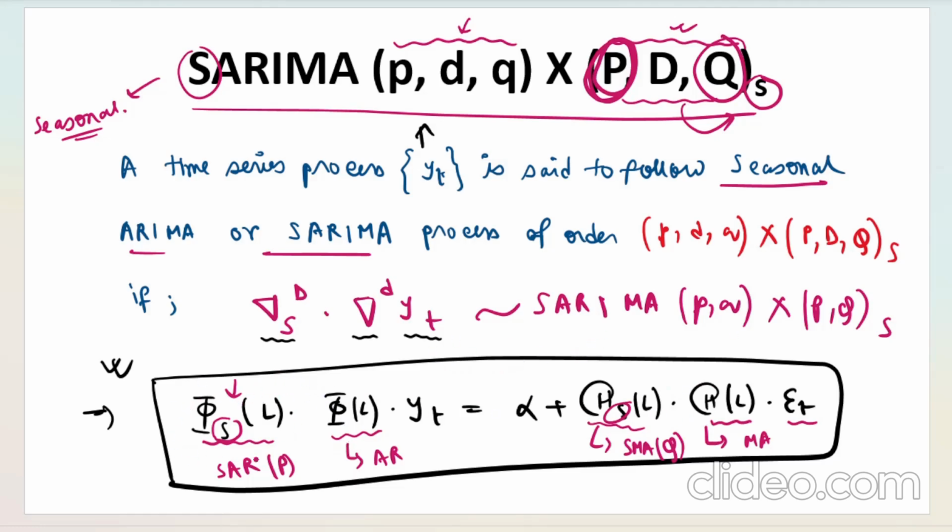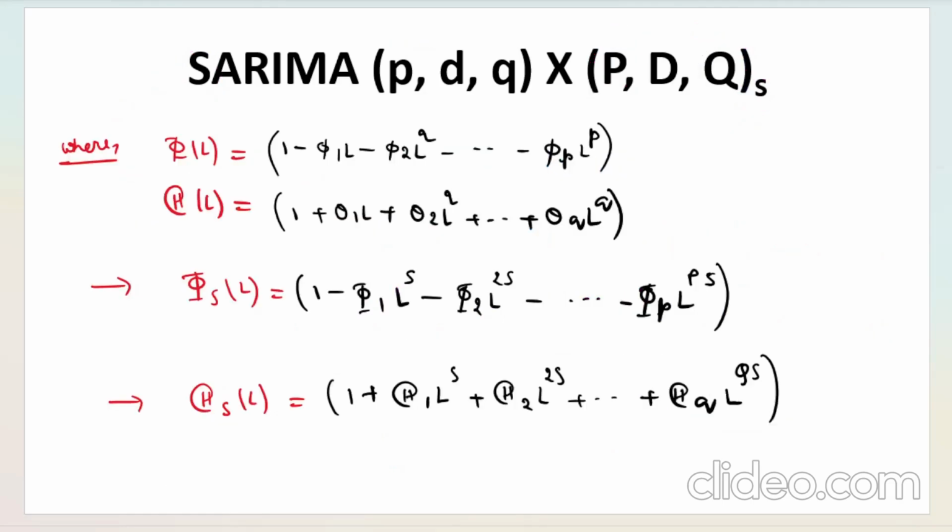So capital phi is associated with AR, but since the suffix says this is a seasonal AR process whose parameter is capital P, which comes from here, and here you have theta L, theta S L, where the suffix S is associated with the parameter value Q. Now in order to give you clarity, I have written the forms of these characteristic polynomials. Characteristic polynomial of AR, this we already know: 1 minus phi 1 L minus phi 2 L square up to minus phi P L to the power P. This is the characteristic polynomial of MA: 1 plus theta 1 L plus theta 2 L square up to theta Q L to the power Q.